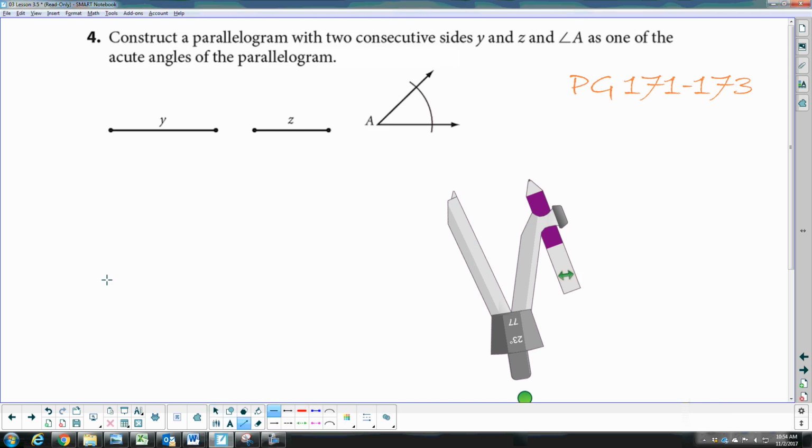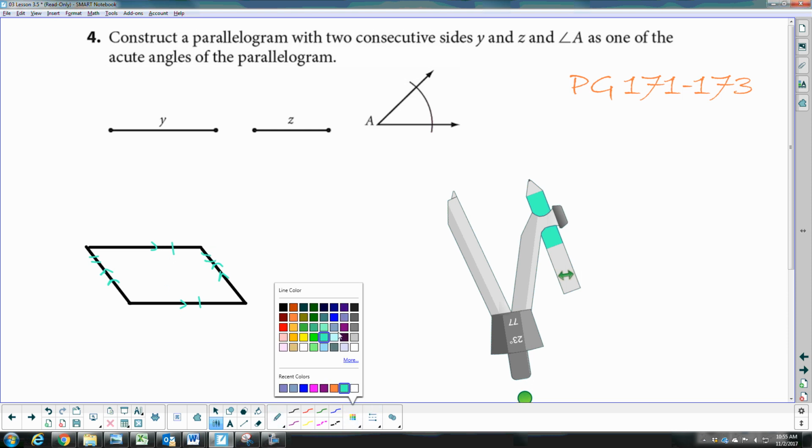So a parallelogram, if you remember, has two pairs of congruent parallel sides. So those two sides are parallel, and these two sides are parallel. So this is what a parallelogram looks like. Okay, parallel, parallel, and parallel, and this is parallel. Okay, also this side is congruent to this side, and this side is congruent to this side.